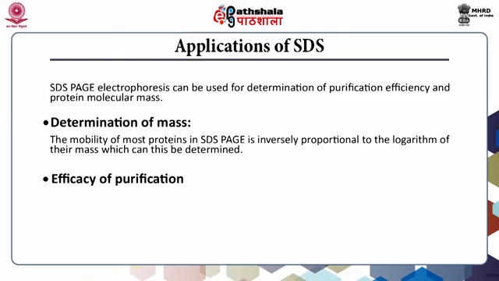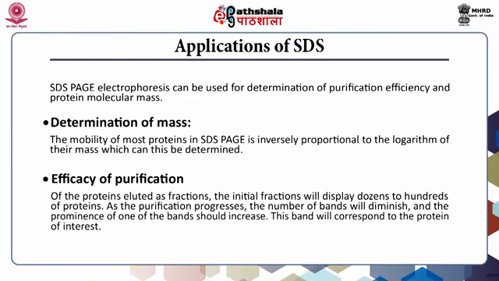The efficacy of any purification scheme can be analyzed by SDS PAGE. Of the proteins eluted as fractions, the initial fraction will display dozens to hundreds of proteins. As the purification progresses, the number of bands will diminish and the prominence of one of the bands should increase. This band will correspond to the protein of interest.